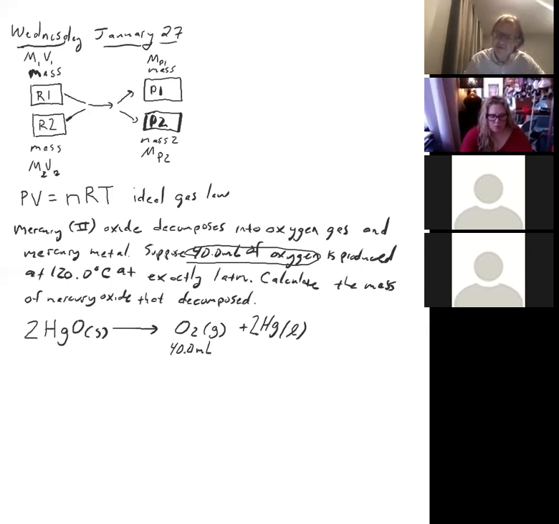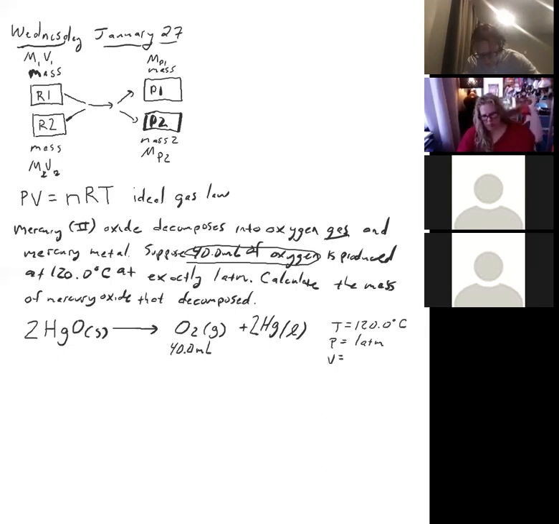It also tells us earlier in the problem that oxygen is a gas. So we know it's a gas, 40 milliliters of gas. We're also told that this occurs at a temperature of 120.0 degrees C and a pressure of exactly 1 atm. Okay, so really what we have here is a problem where we have the volume of a gas, and we know its temperature and we know its pressure. PV equals nRT. We've got 3 of those variables there.